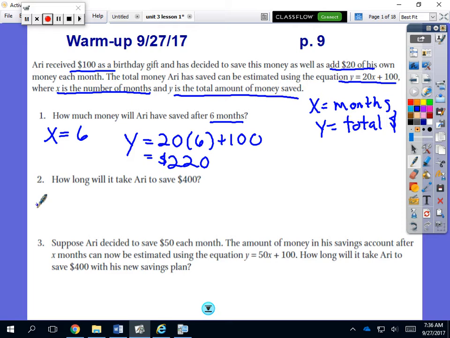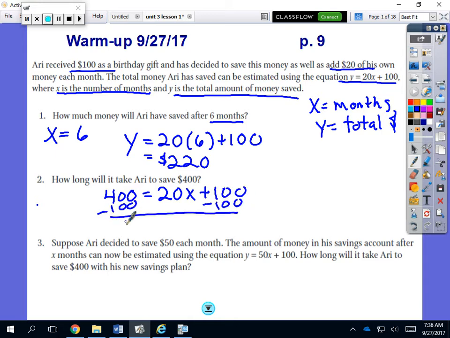Okay, so how long will it take Ari to save $400? So now I know the total amount of money saved, so that's my Y value. And I'm going to have to solve for the number of months. So Y is 400, and I leave the X alone and solve for X. So now you're going to subtract 100, and you get 300 equals 20x.